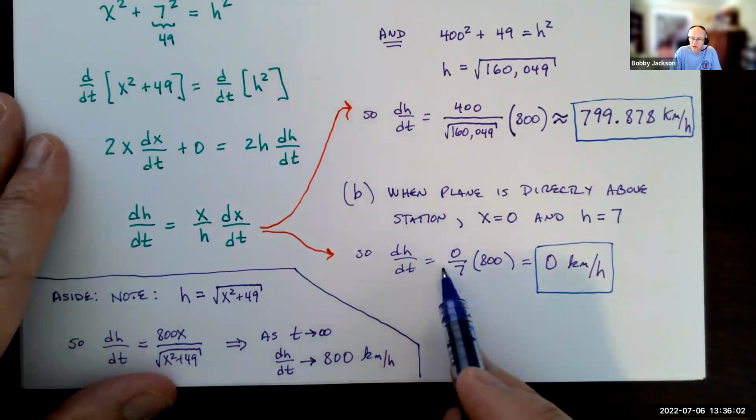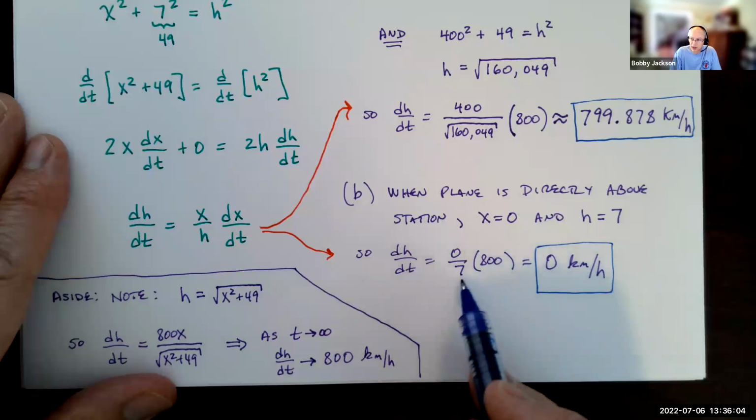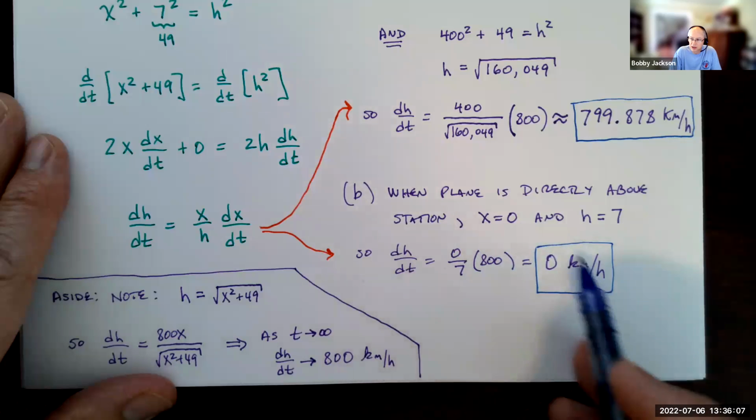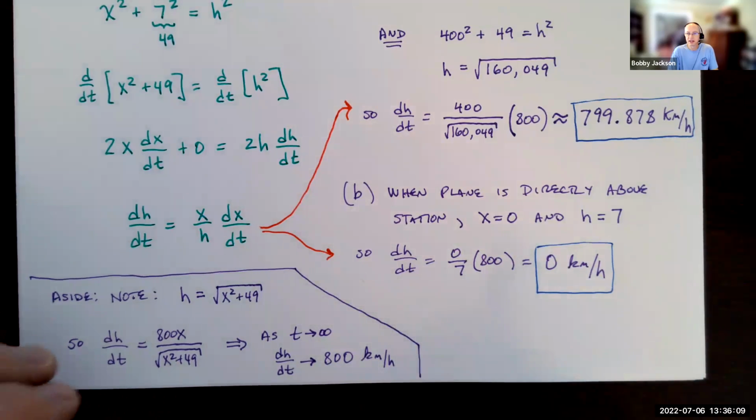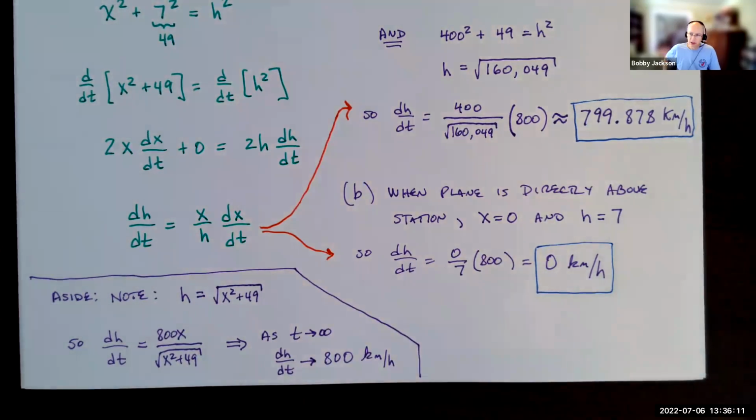If I plug in those values, of course, what am I going to get? 0 times anything divided by anything is 0. I get 0 kilometers per hour. So at that instant, that rate of change is 0.